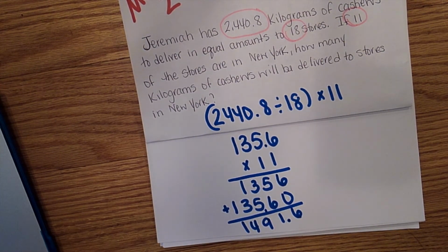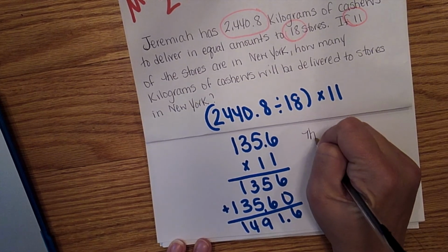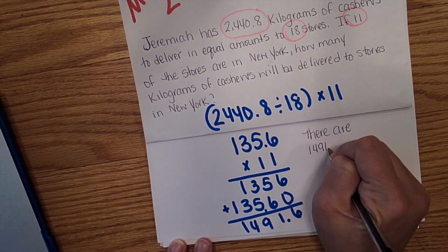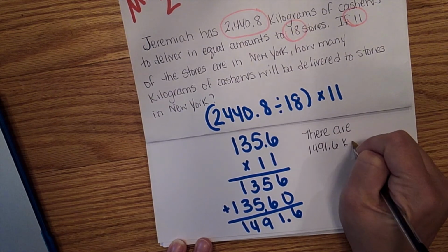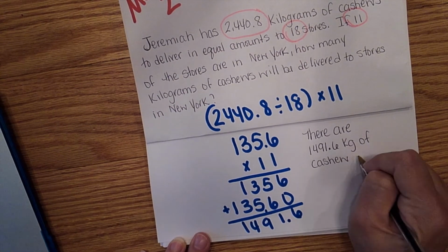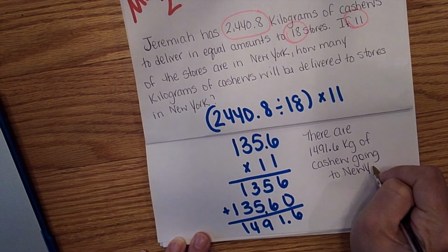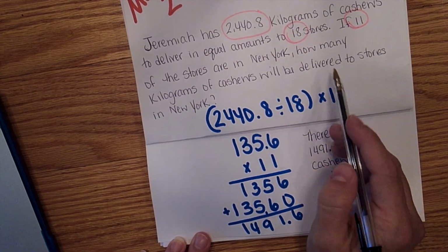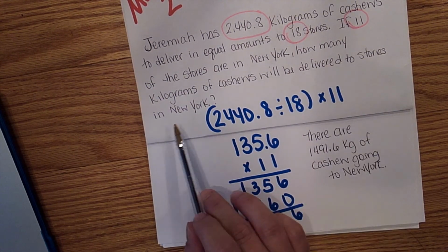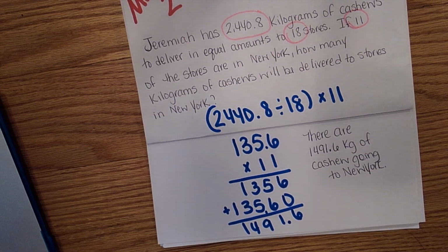So that is what I'm going to write. I'm not going to leave my answer this way, but it's definitely what I have, and it shows my work. I'm going to write there are 1,491 and 6/10 kilograms of cashews going to New York. And most of this information I got out of the question, how many kilograms of cashews will be delivered to the stores in New York? I just shortened it a little bit, but I still answered the question in a complete sentence.